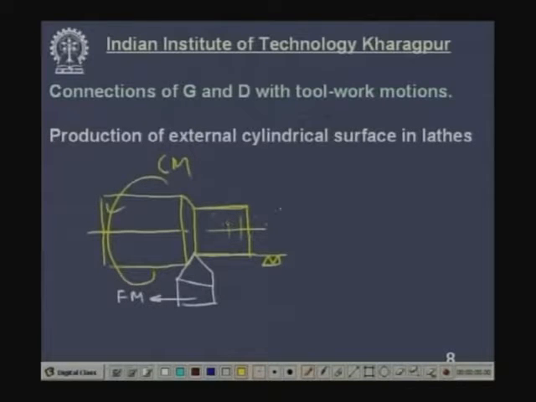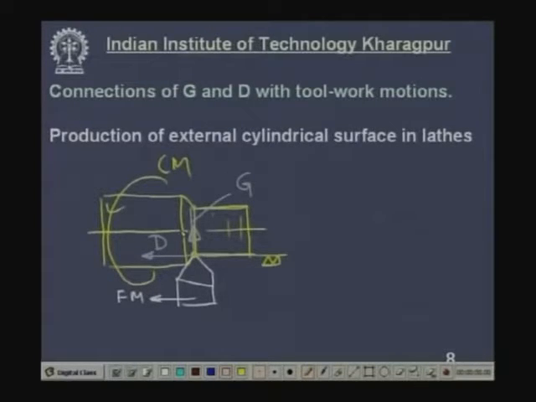So, what is needed? Rotation of this job. That is related to the job, this point of the tool tip, so this will create a rotation along this path. So, this is the generatrix, and because of feed motion, this point is also moving in this direction. So, this is the directrix.